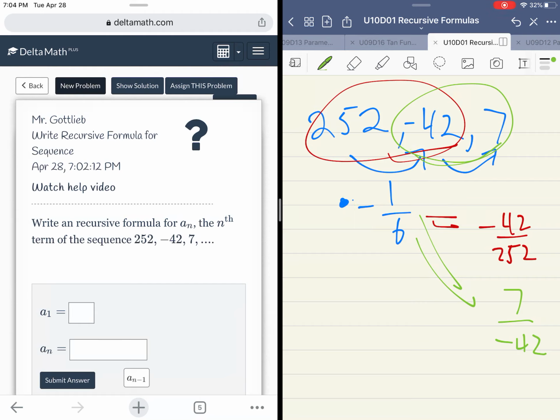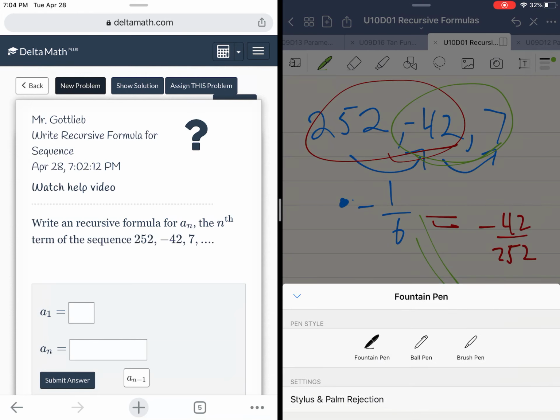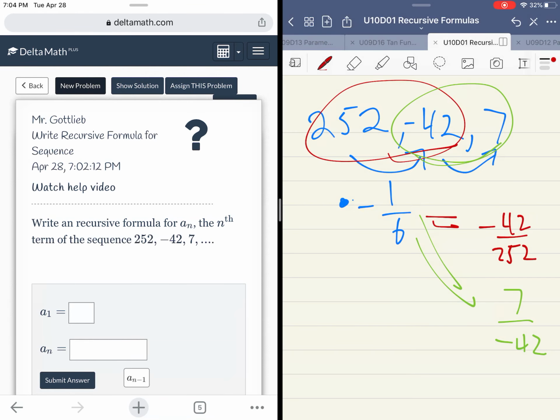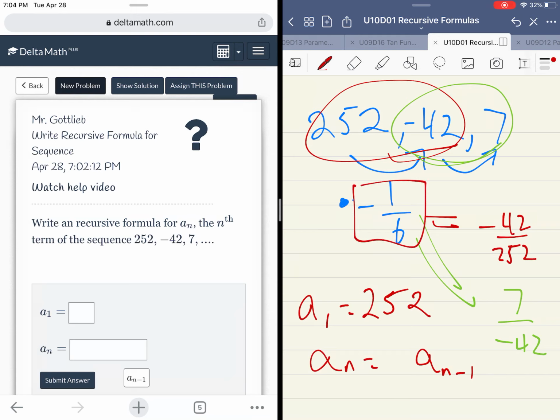So now let's write a rule. So our rule is, let me just change the color again. So our rule is A1 is equal to 252. That's our starting number. And our rule says we're going to take the previous number and we're going to apply this rule. To multiply by that number, I have to put it in the front. So, I mean, I don't need this parenthesis, but I can write it as well. So negative 1/6, and that is our rule.